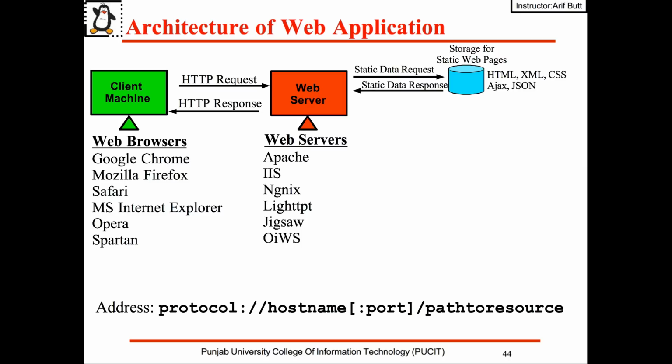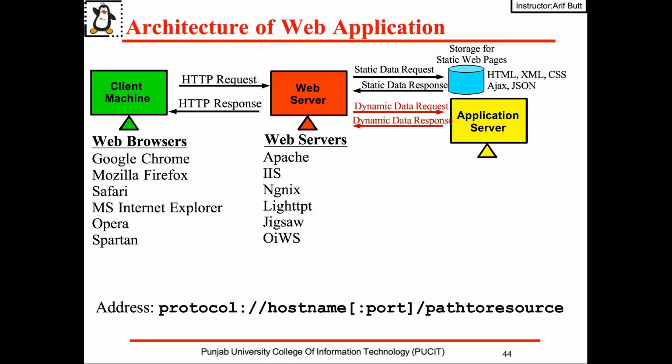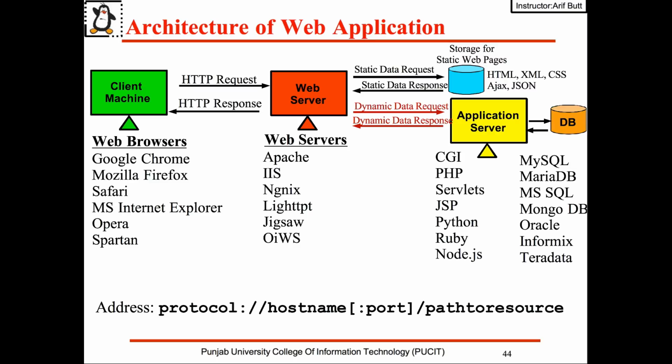Other than the static documents, we have the dynamic documents. When a dynamic data request comes, the web server runs an application program that may run on the same or maybe on a different machine to generate the document and return it to the browser. The programs that generate such web documents are called server-side programs and are written in programming and scripting languages like CGI, PHP, Python, and so on. These programs may also need to access some database to get the required data.